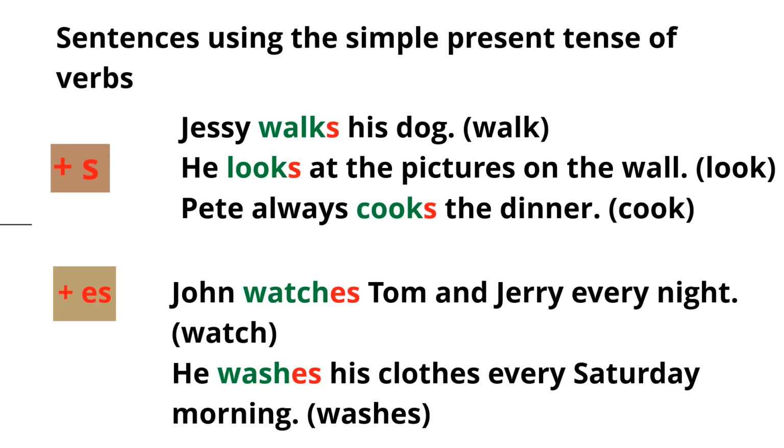All right, here are some sentences using the present tense of verbs. So when we add s, for example, Jesse walks his dog. He looks at the pictures on the wall. Pete always cooks the dinner. Sounds like a habit, right? When to add es. John watches Tom and Jerry every night. He washes his clothes every Saturday morning.